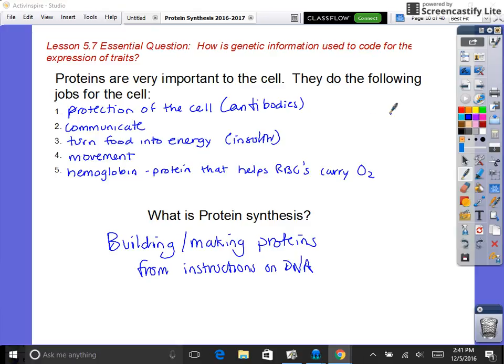Just a reminder from Unit 2, where we learned about proteins being an organic compound, they have a lot of important jobs, like protecting the cell, communicating, turning food into energy. They're involved in movement, and other proteins like hemoglobin help red blood cells carry oxygen. Those are just a few examples. Protein synthesis is the building or making of proteins from instructions on DNA. So again, synthesis means to build.